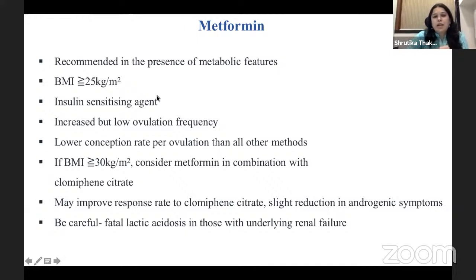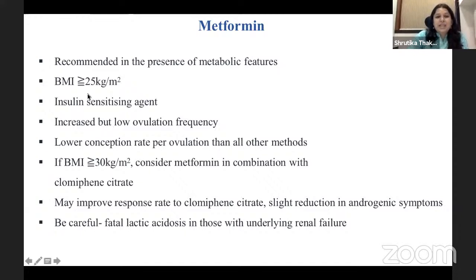Metformin, we have decades of experience with this drug. It is definitely recommended in an obese patient. Even the ESHRE guidelines say that metformin can be combined for high BMI patients of PCOS. So in those phenotypical patients where there is hyperandrogenism and in obese hirsute PCOS, definitely metformin works. It is an insulin sensitization agent.